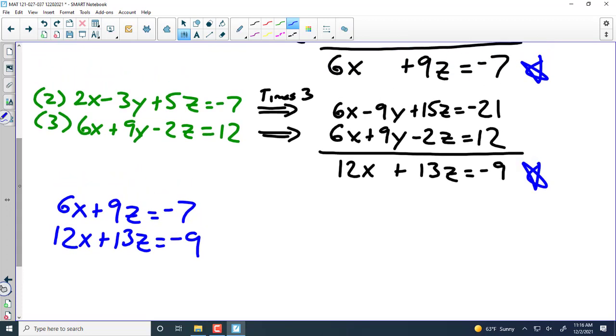By multiplying both equations by an appropriate number, I could easily get rid of those z's, but it's going to be a little bit easier to get rid of the x's. Why can we get rid of x's more easily? Sorry? 6 times 2 is 12. Yeah, so we just multiply that top equation not by 2, but by negative 2.